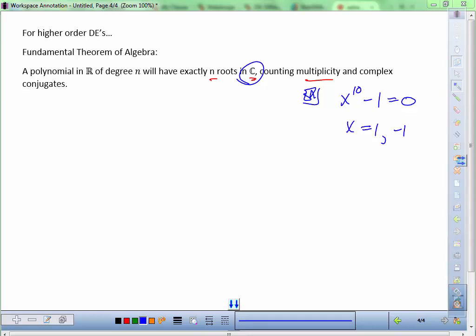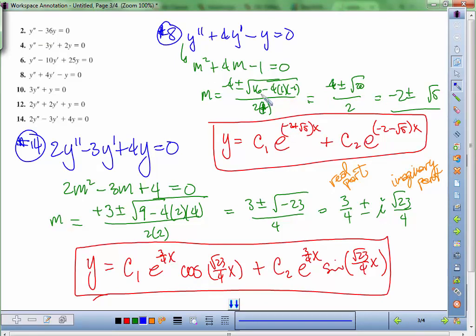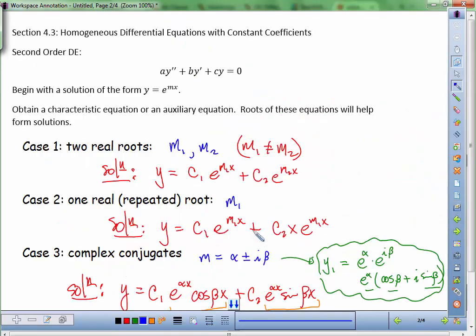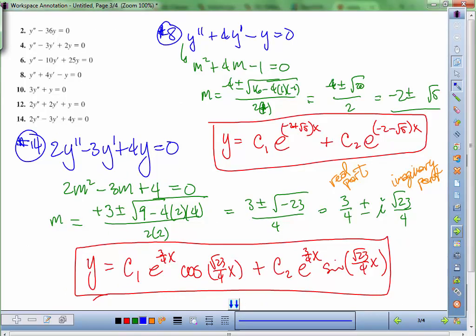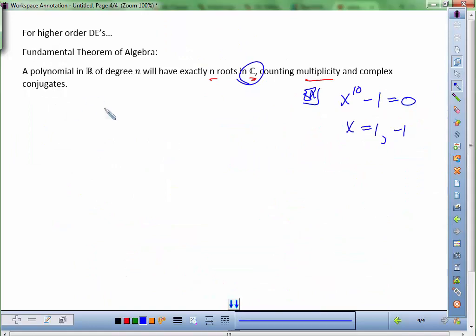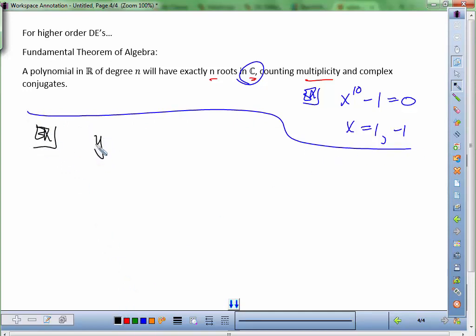Okay? And if you just use this information, that if you have multiplicity, then you just multiply by something else, multiply it by x. And if you have complex conjugate roots, then you have 2 fundamental solutions. So is that making sense? Let's see if it makes sense. Let's go to this idea and make up a differential equation. Let's just keep it simple at this point. Let's go with a third order differential equation.